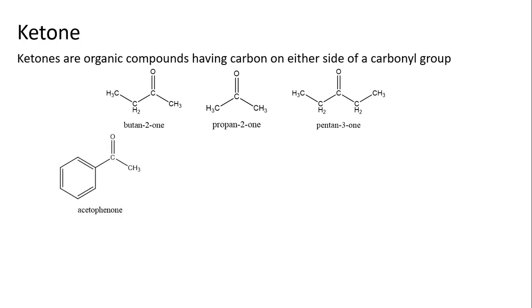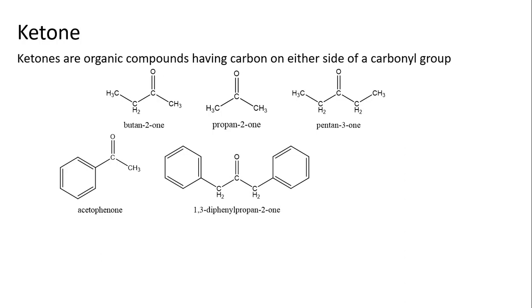Then comes the acetophenone, which has a phenyl group on one side and a methyl on the other side. Then comes 1,3-diphenyl propan-2-one, which can also be regarded as dibenzyl ketone because it has two benzyl groups on either side of the carbonyl group. And then comes the benzophenone, which has two phenyl groups on either side of a carbonyl group. The benzophenone is different from the rest of the ketones we have discussed so far.